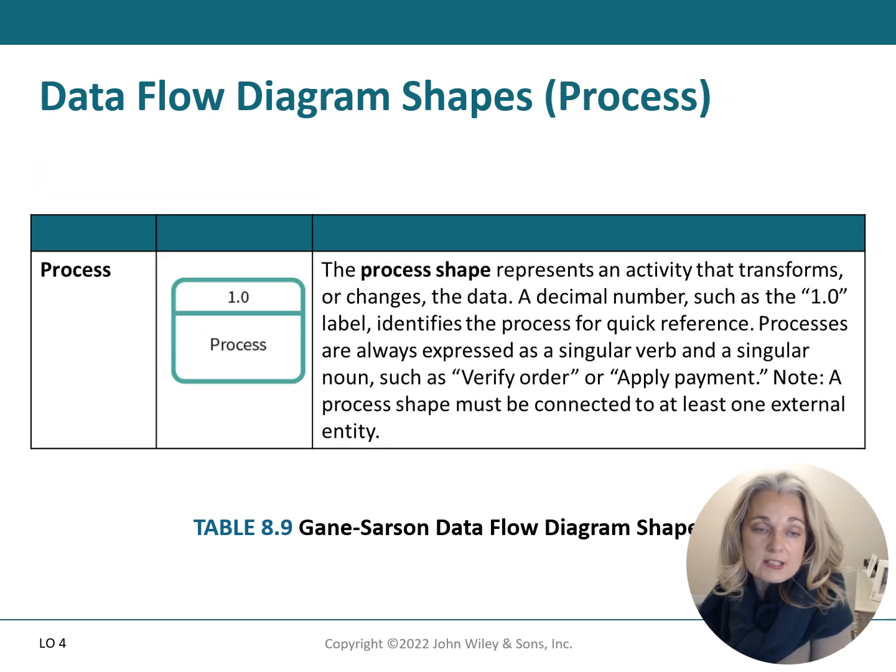This is our process shape, and it has a line on top, and it represents an activity that transforms or changes the data. A decimal number such as 1.0 label identifies the process for a quick reference. Processes are always expressed as a singular verb or a singular noun, such as verify order or apply payment. And a process shape must be connected to at least one external entity. So we have that vendor invoice that now is entered into the system by verifying the order.